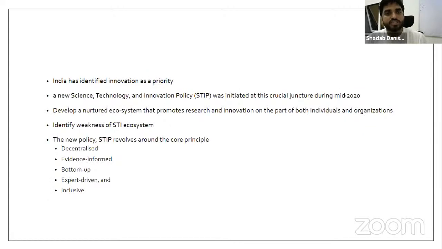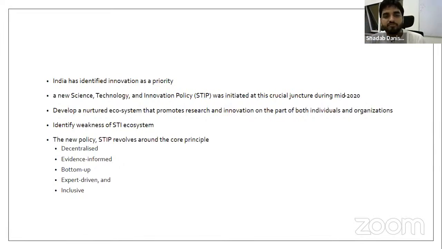India has identified innovation as a priority. In the past, the STIP policy came up in 2020 during the COVID time. A draft was initiated in mid 2020, to develop and nurture an ecosystem that promotes research and innovation at both the individual and organization level. It identified weaknesses of the STI ecosystem. The new STI policy evolves around the core principle of being decentralized, which means there has to be autonomy for research institutions and autonomy in research.